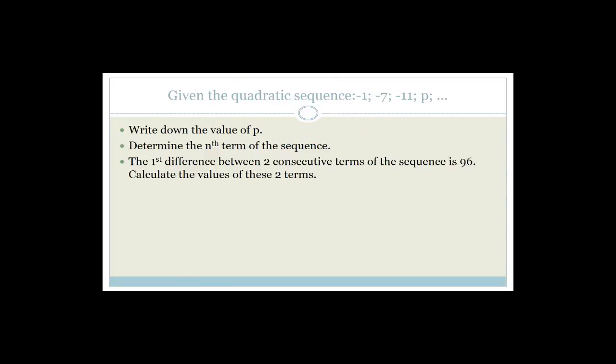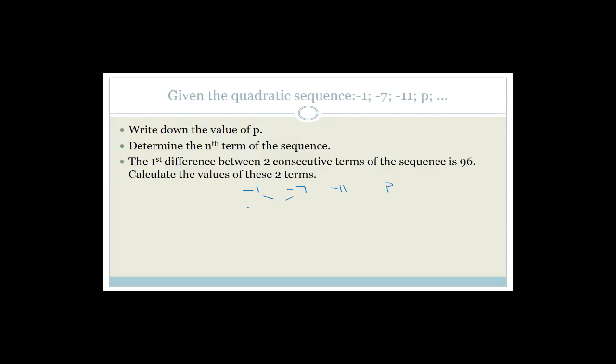Okay, so this again is an exam paper question that I've taken, and obviously it's all the different parts of it. It says, given the quadratic sequence minus 1, minus 7, minus 11, p, then it says write down the value of p, determine the nth term of the sequence, and then gives you some other stuff to do. So let's do this, write down the value of p. So we've got minus 1, minus 7, minus 11, and p.